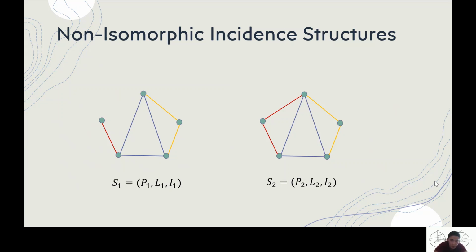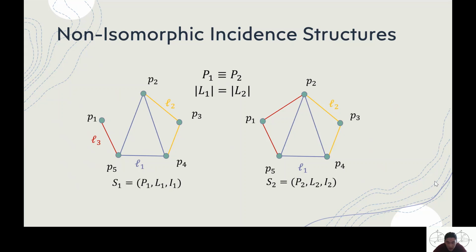Let's look at an example of a non-isomorphic instance structure. Here we have S1 and S2 given as such, and note that they have the same point set, P1 to P5. They also have the same number of lines, L1, L2, and L3. However, we have an instance in S2 that isn't present in S1. Namely, that instance is P2 at L3. So P2 L3 is in the instance set for S2, but it's not in the instance set for S1.